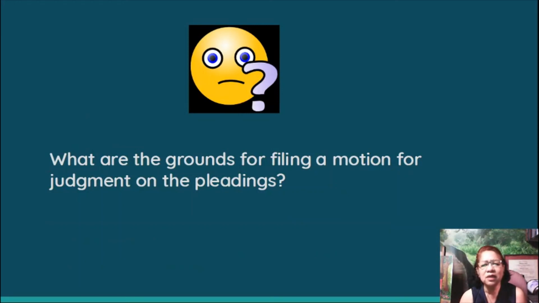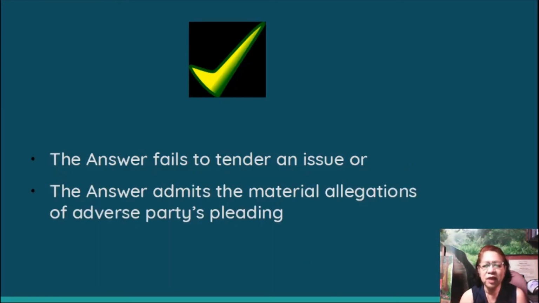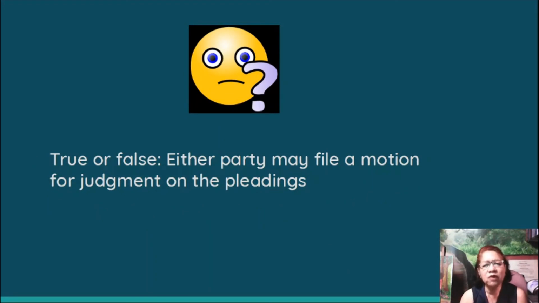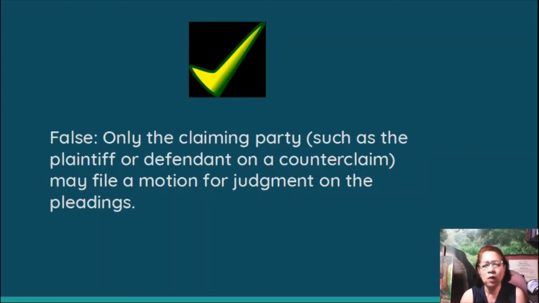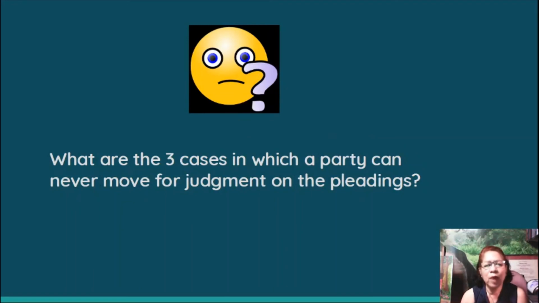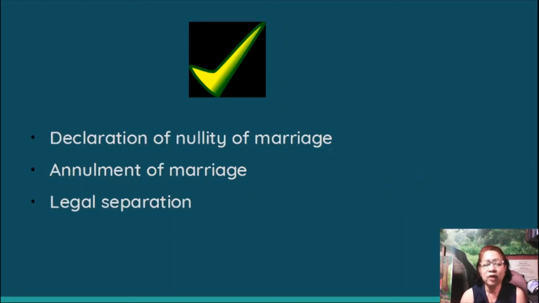What are the grounds for filing a motion for judgment on the pleadings? The answer fails to tender an issue, or the answer admits the material allegations of the adverse party's pleading. True or false? Either party may file a motion for judgment on the pleadings. False. Only the claiming party, such as the plaintiff or defendant on a counterclaim, may file a motion for judgment on the pleadings. What are the three cases in which a party can never move for judgment on the pleadings? Declaration of nullity of marriage, annulment of marriage, and legal separation.